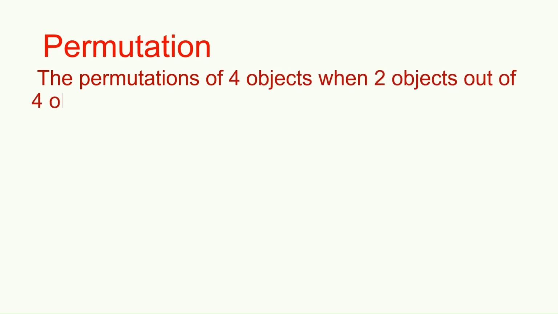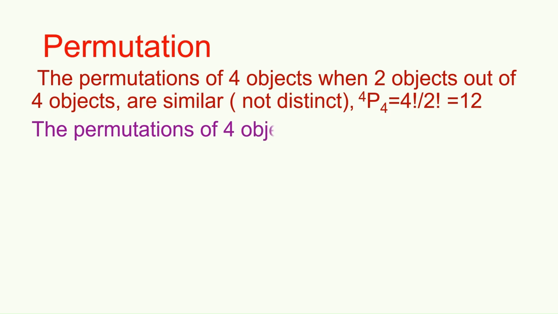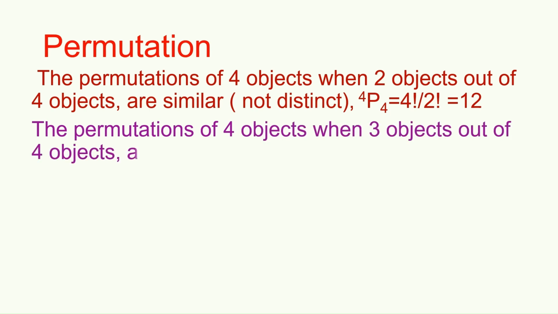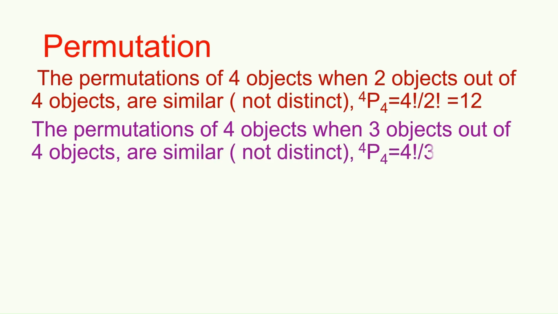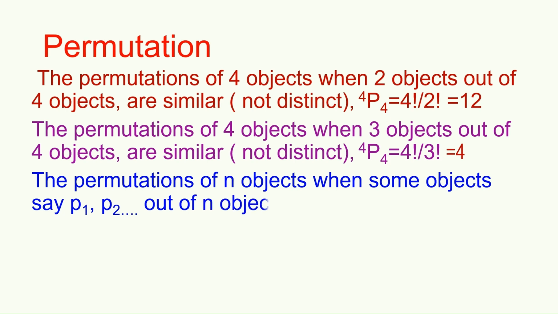The permutations of 4 objects when 2 objects out of 4 objects are similar, not distinct, is 4P4 equals factorial 4 divided by factorial 2, which equals 12. The permutations of 4 objects when 3 objects out of 4 objects are similar, not distinct, is 4P4 equals factorial 4 divided by factorial 3, which equals 4.